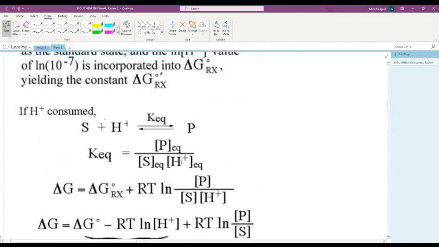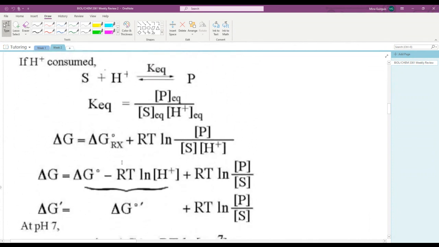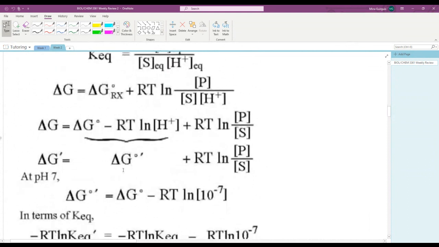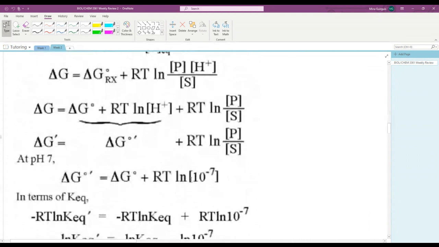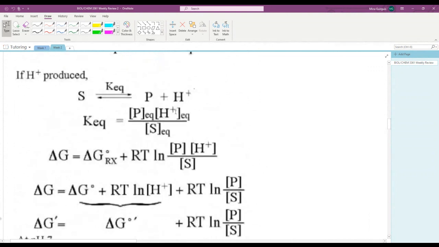I'll just very briefly go over each. So when H plus is consumed, it's a part of our reactants, meaning it goes on the bottom or the denominator of our equation. So it's the natural log of everything over H plus. So what you end up getting by separating it out using the log rules, you get delta G naught prime equals delta G naught minus RT natural log of 10 to the negative 7th. And in terms of equilibrium, your K prime is equal to 10 to the negative 7th times your K.